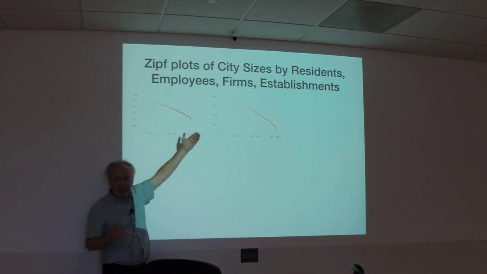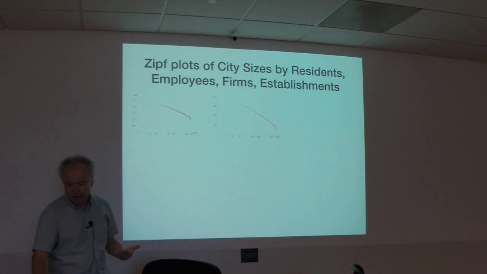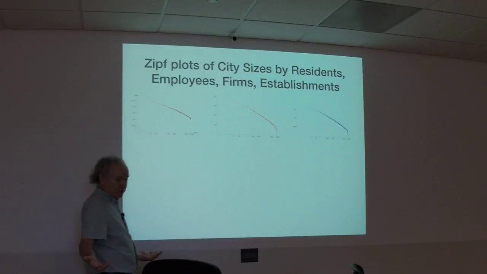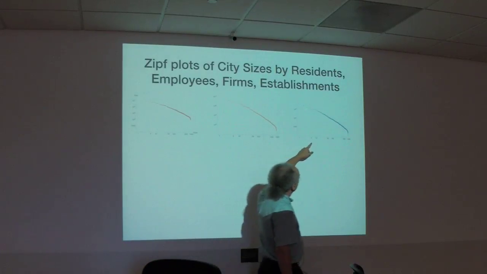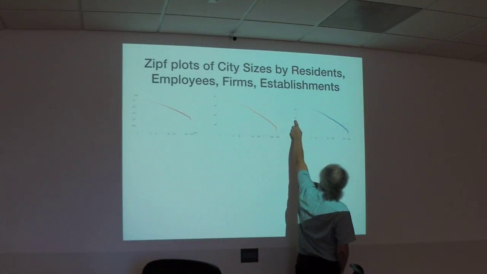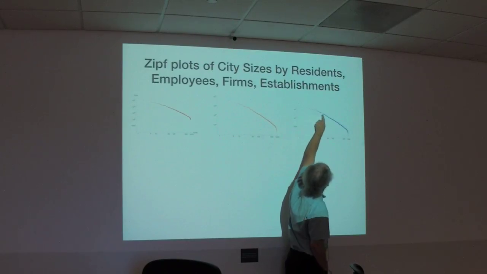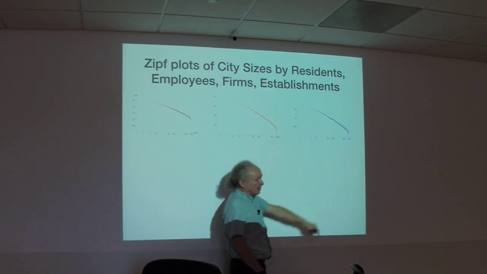So it has the same shape. We measured city size based on employees, and we also get a very similar thing. Now let's actually measure how many firms there are. There's no city with more than about a couple hundred thousand firms. In fact, most cities have on the order of 10,000 firms, which would be a lot.